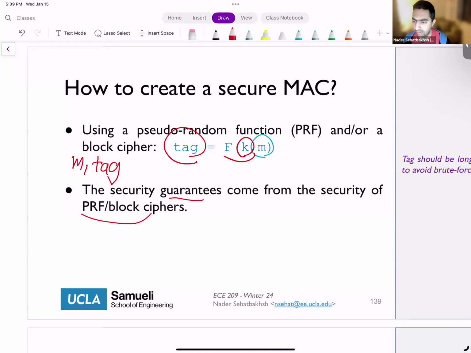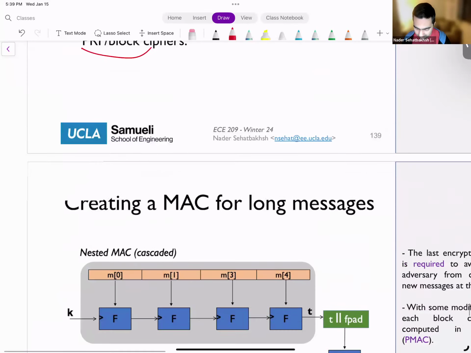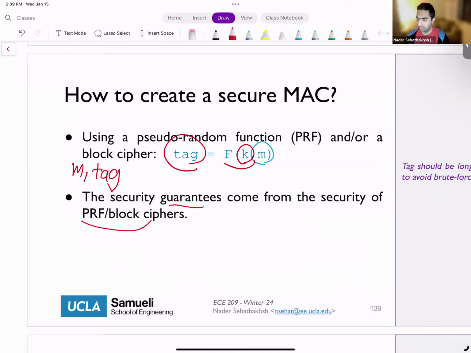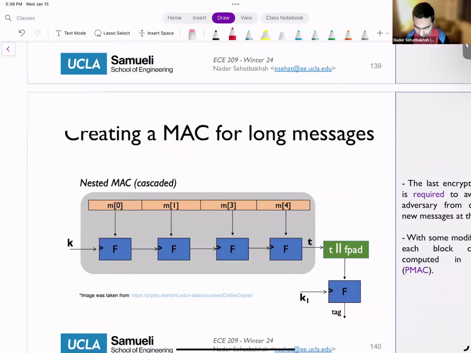So that's one way of doing MAC. For longer messages, this is not the most efficient way because essentially I need to go through the process of encryption. And here I need a slightly weaker capability. I don't want to encrypt the message. I just want to create a tag. So there are various different things that people have used.